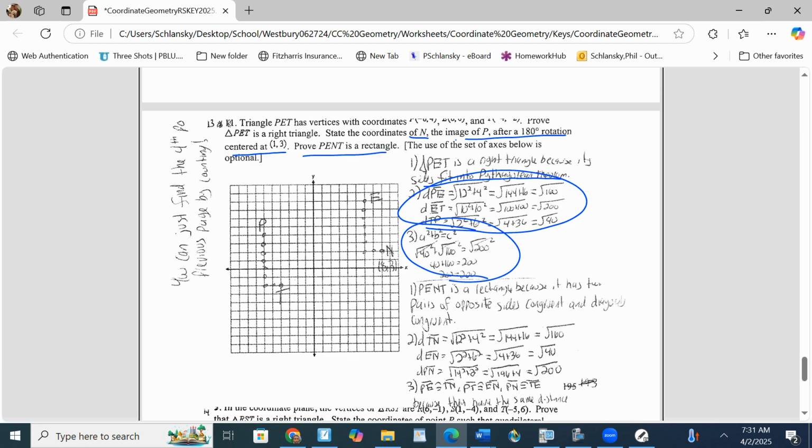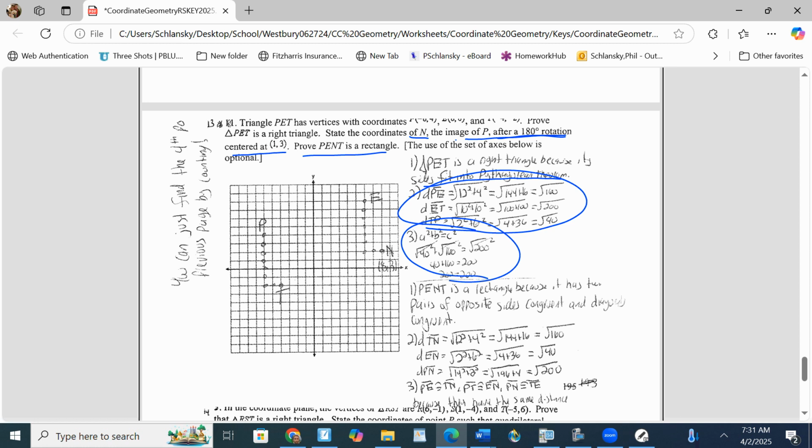So we talked about this. We don't have to do the 180-degree rotation. We just have to find the fourth point that makes it a rectangle. So that's what they always ask. They may ask you to do it in a way where you're doing some type of transformation, but let's do it the way that we've always done it.